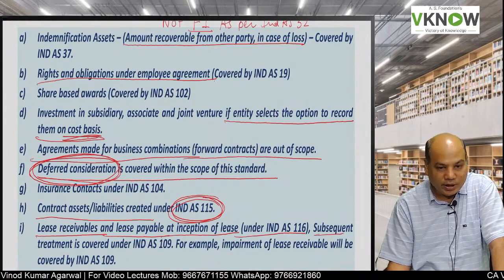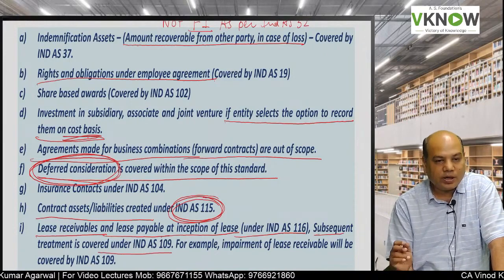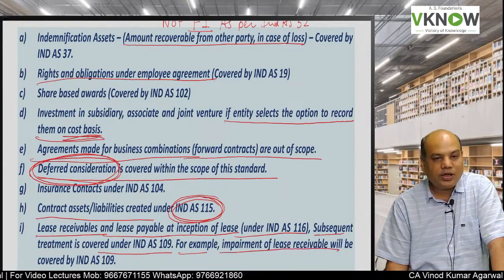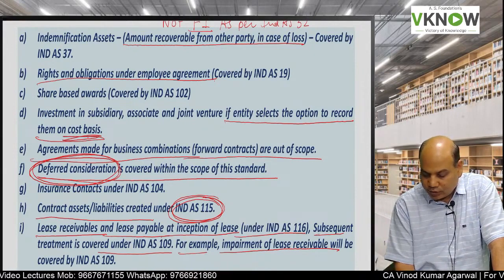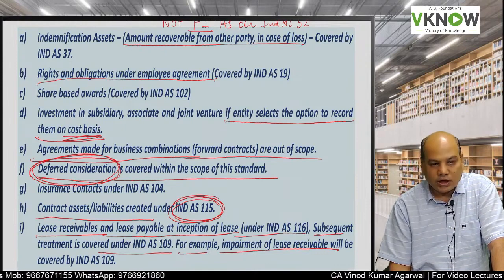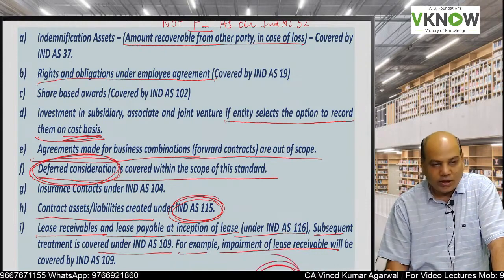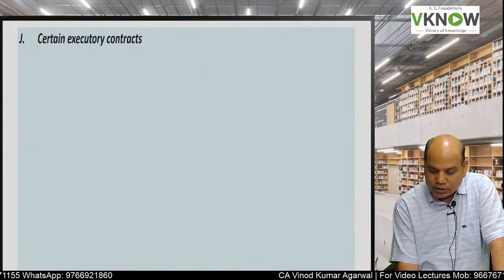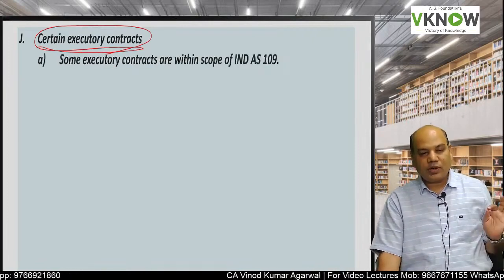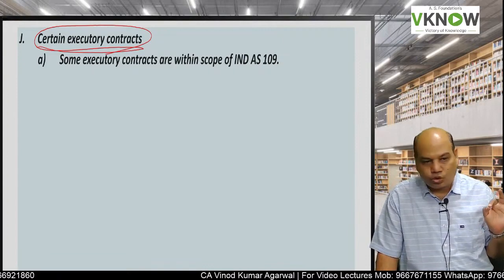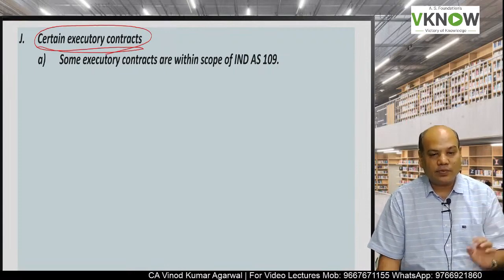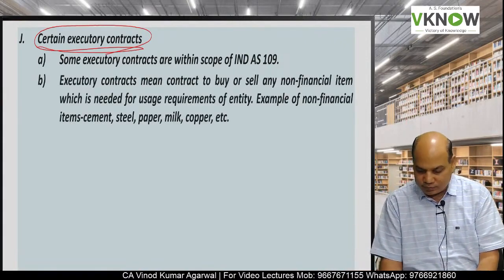What about subsequent treatment? Subsequent treatment will be covered by this standard. For example, impairment of lease will be covered by IND AS 109. Certain loans and financial guarantee contracts will be covered by IND AS 104. And certain executory contracts, not all executory contracts, some executory contracts are outside the scope of this financial instrument standard and some executory contracts are within the scope of the financial instrument standard.